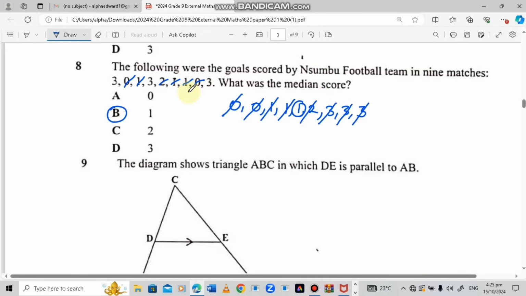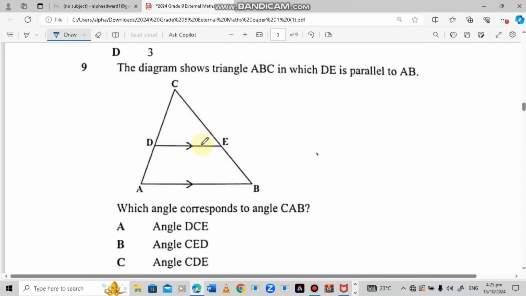Okay, now if we had an even number of scores, it means you're going to remain with the 2 numbers at the middle. Then to find the median, you add those 2 and then divide by 2. Alright. Number 9, the diagram shows triangle ABC in which DE is parallel to AB. So this is parallel to that.